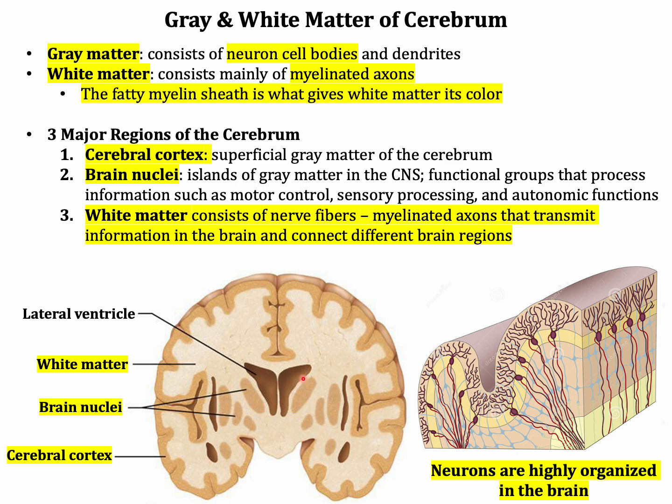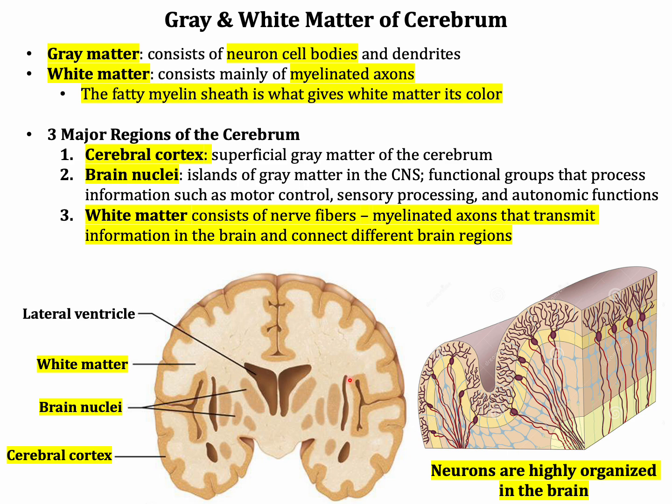Deeper in the brain, we have basal nuclei or brain nuclei. These are islands of gray matter. These function as little groups. They process information. There's a site of synapse going on there, processing motor control and sensory processing. I'll briefly talk more about those as well.